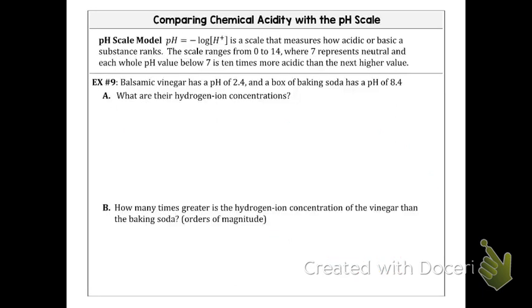All right, comparing chemical acidity with the pH scale. So the pH scale model, pH is equal to negative log of the positive hydrogen. All right, so it's a scale that measures how acidic or basic a substance ranks. The scales range from 0 to 14, where 7 represents neutral, and each whole pH value below 7 is 10 times more acidic than the next higher value. So we have vinegar here that has a pH of 2.4, and we have baking soda that has a pH of 8.4. What are their hydrogen ion concentrations?